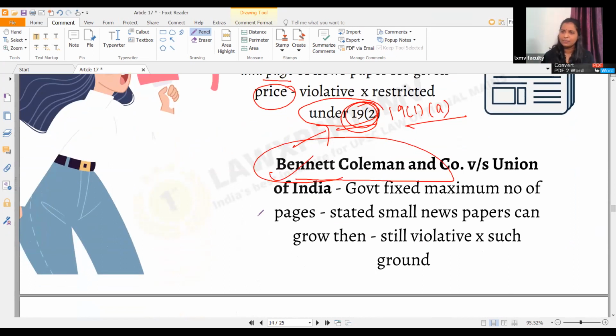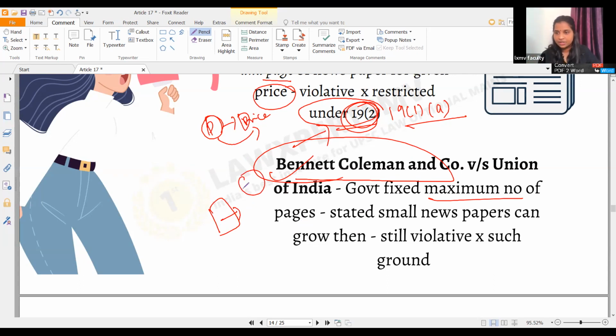Bennett-Coleman case is a very important case again. It says that for the fixed number of pages, see, the government initially first tried to bring in a fixed number of pages for a fixed price. Okay, 10 rupees only, you can print so much, something like that. It was related to the price. But later they stated that they will fix the number of pages so that smaller newspapers can flourish. If you are putting all the news, what will the smaller newspapers have? So that was the argument.